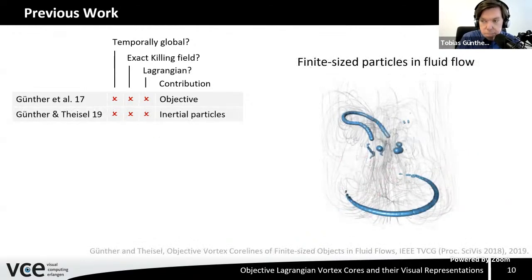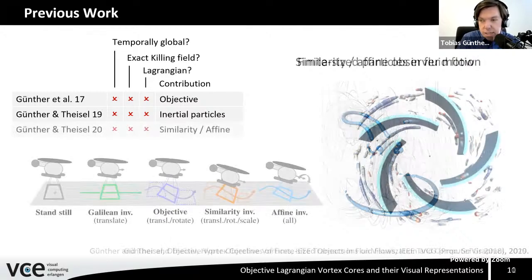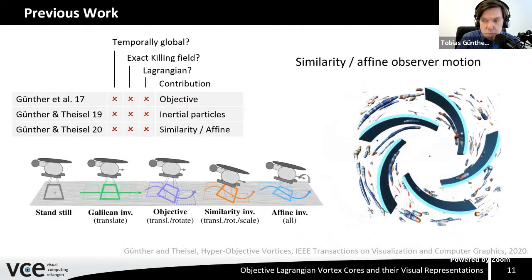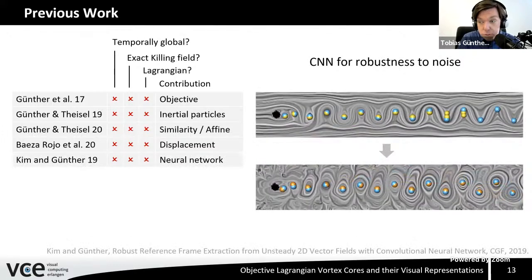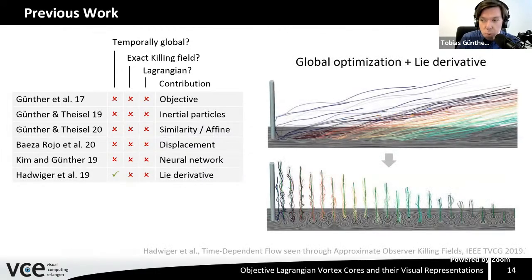Now, the method has been extended then in several ways. Here we optimized for vortex cores of finite-sized particles, so not just massless particles, so it extended it into higher dimensions. The observer motions that were looked for were extended towards affine transformations, later also towards completely spatially varying transformations by modeling them with Taylor expansions. Neural networks have been trained in a supervised manner, which can increase the robustness to noise. And then came an important step.